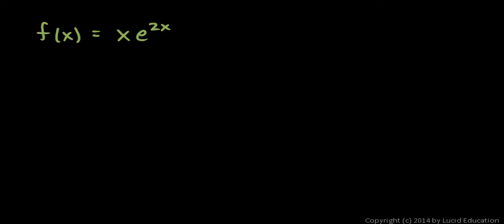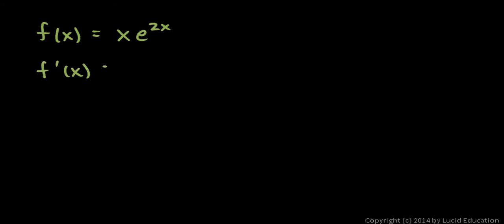Here we're told that f of x is equal to x times e to the 2x, and we're asked to find where this graph is concave up. Okay, this will be concave up where the second derivative is greater than 0. So let's find the second derivative of this.